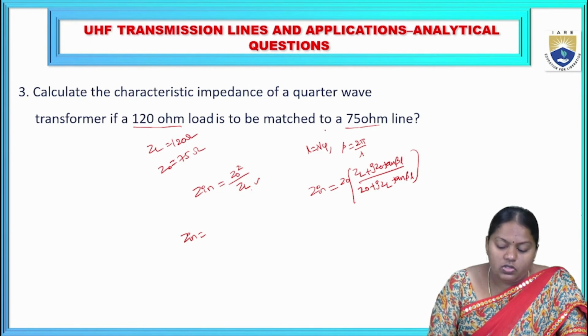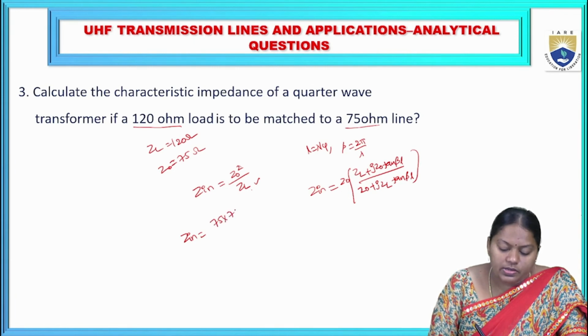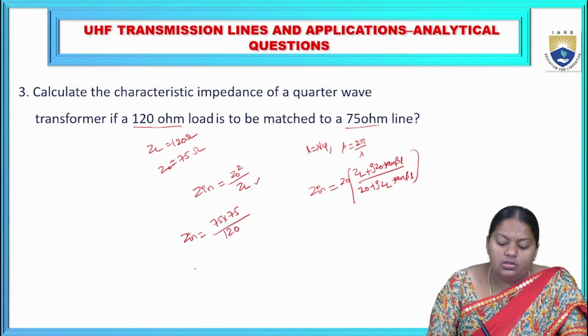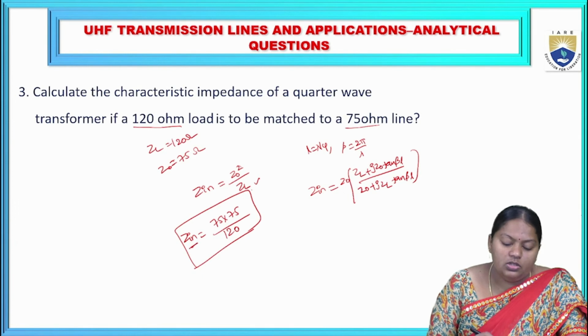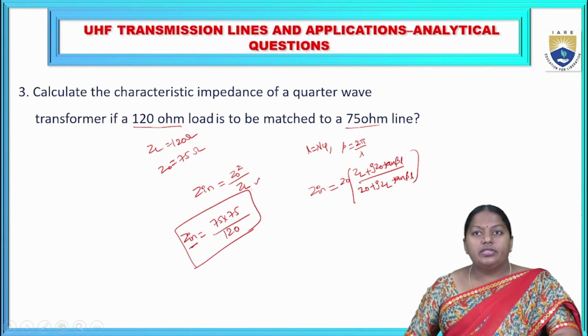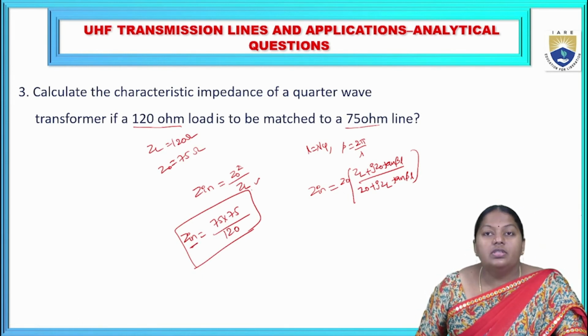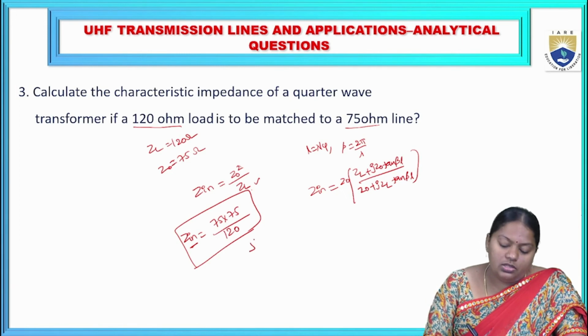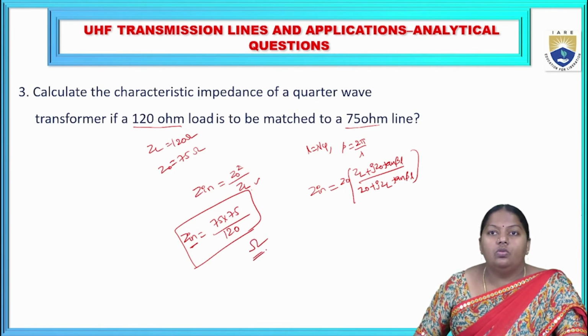So the Z0 value is obtained as 75 ohms, meaning 75 into 75 by ZL, where the ZL value is given as 120. So by simplifying this, you are supposed to get some finite value, which is the characteristic impedance of the quarter wave transformer, and generally it is measured in ohms.